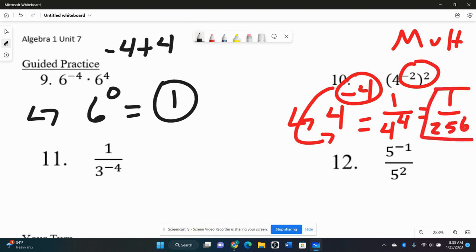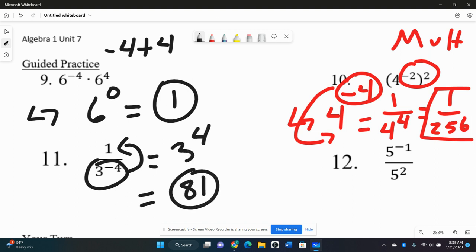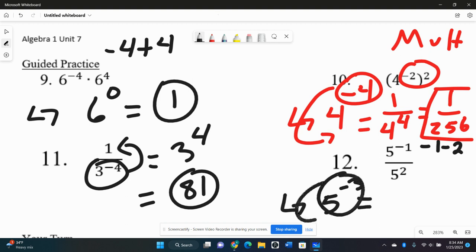Number 11, what do we see? Oh, we see a negative exponent. We have to flip it. So we get 3 to the power of 4, which just gives us 81. Then how about number 12? We subtract first. So what's negative 1 minus 2? That gives me 5 to the negative 3. I see a negative exponent, so I flip it. So 1 over 5 to the positive 3, which gives me 1 over 125.